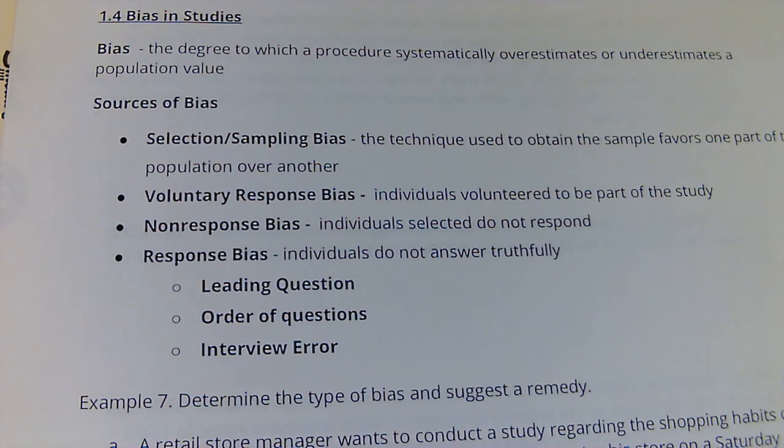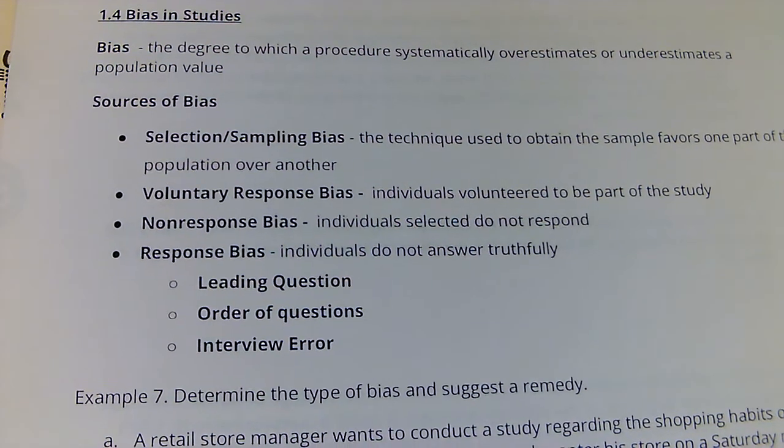When we're collecting data, we can have a bias in the study. And this is something you really want to be careful of. A bias is the degree in which a procedure systematically overestimates or underestimates a population value. And let's look at some of the sources of bias.